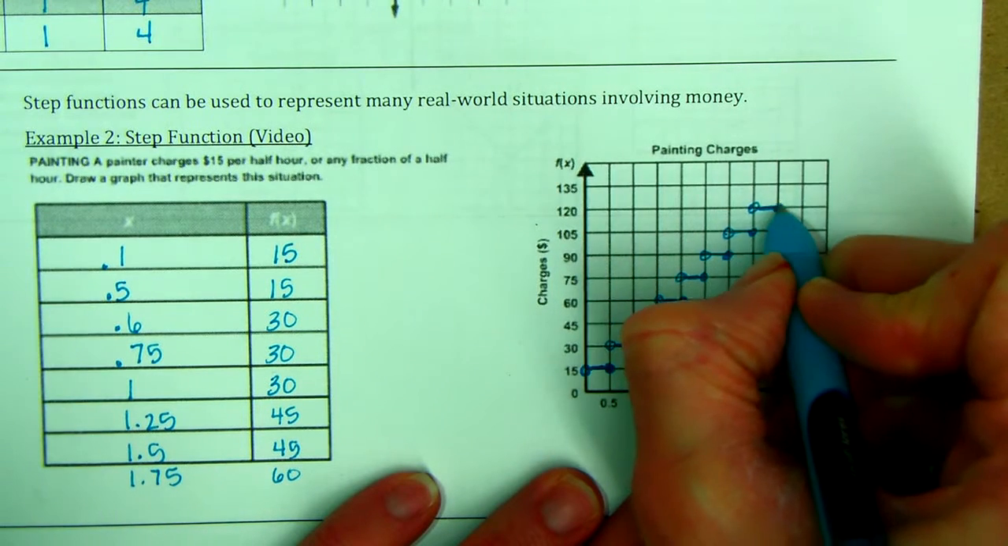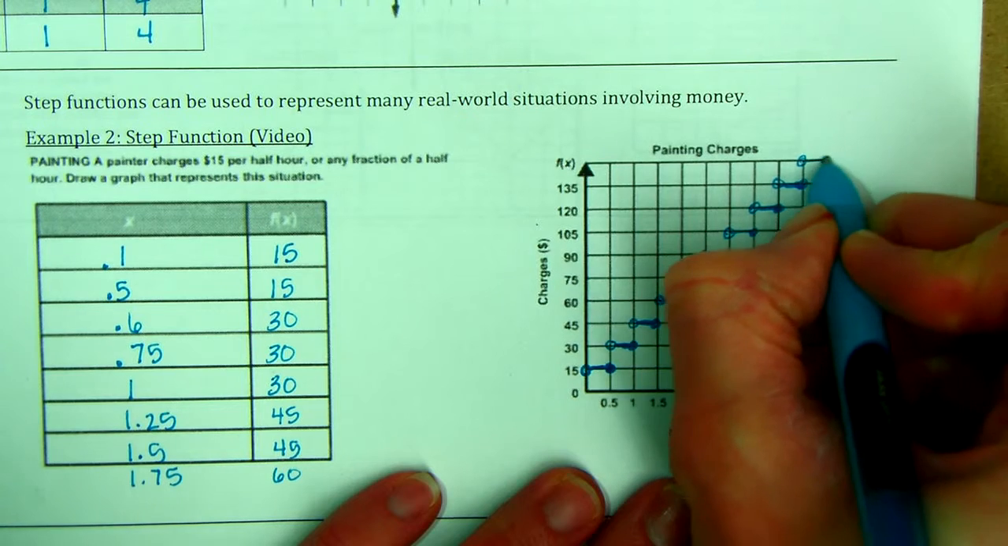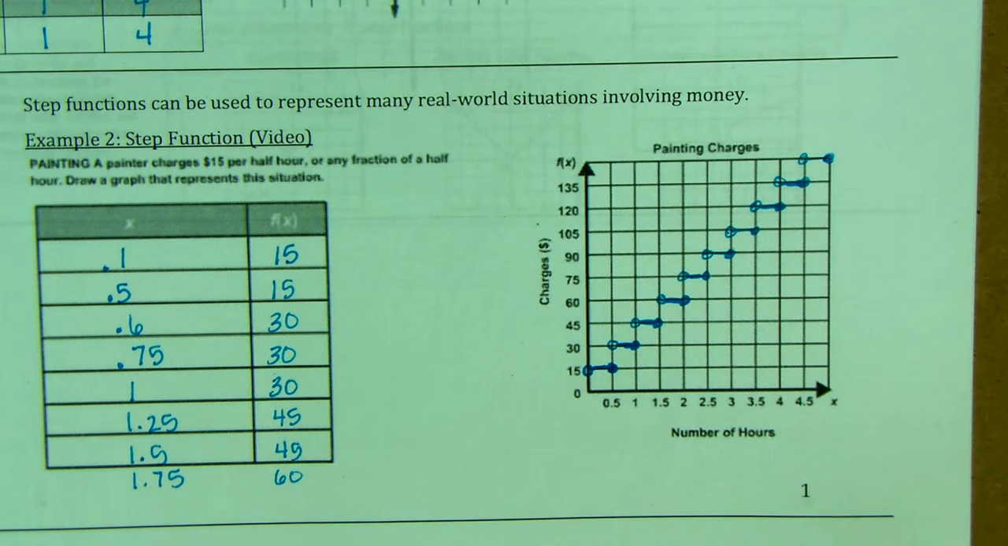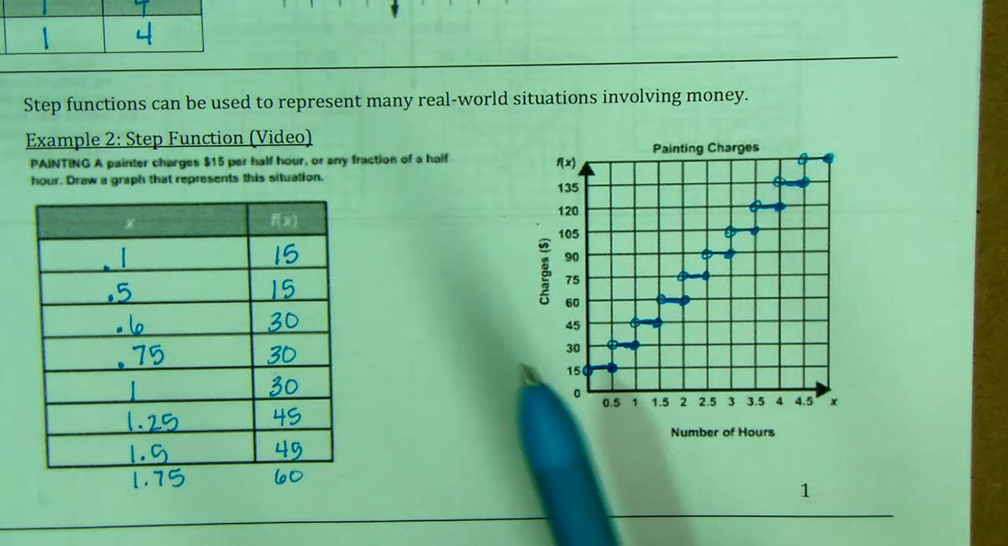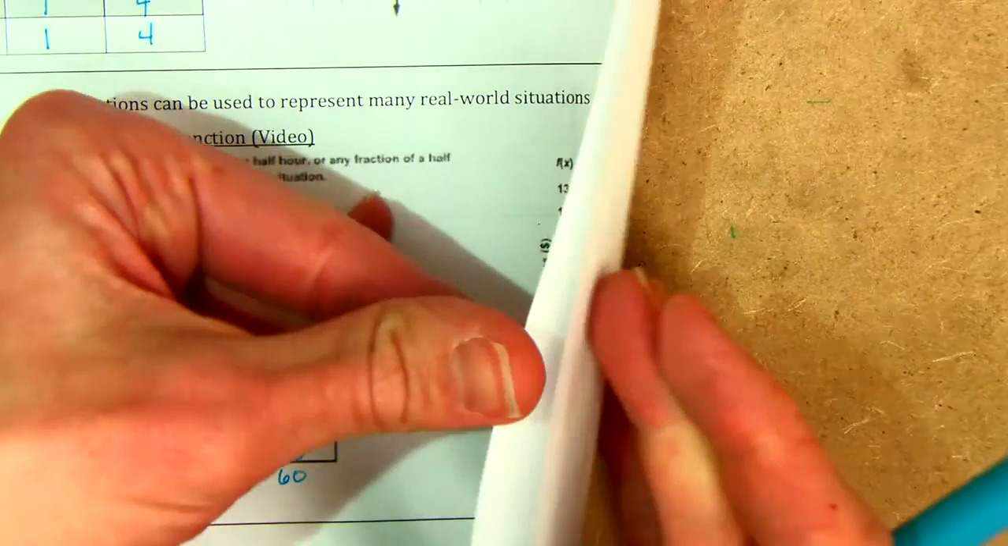So again, if I were giving my domain and range, my domain would be all positive real numbers, because time in terms of painting is always going to be positive, but it could be any amount of fractions. But your range is going to be multiples of 15, because they're always going to round up to the next $15. Okay, so let's flip that page over. That was the greatest integer function and what this notation looks like with the double brackets.